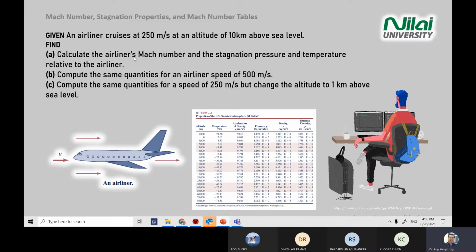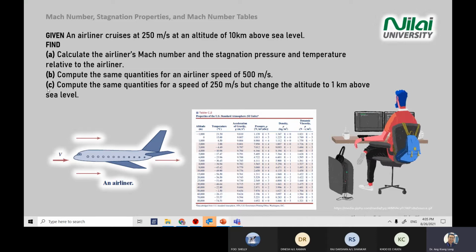So what is the task that we need to solve in this tutorial question? First, we calculate the Mach number and also the stagnation pressure and temperature in this case. The second task is to compute the Mach number and also stagnation pressure and temperature if the aircraft increases its speed to 500 meters per second, meaning it doubles the speed. What happens to the Mach number? What happens to the pressure? What happens to the temperature?